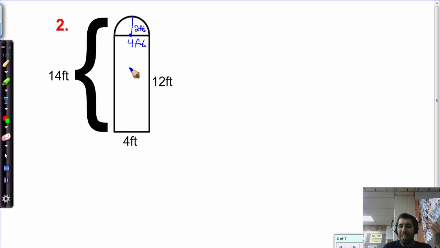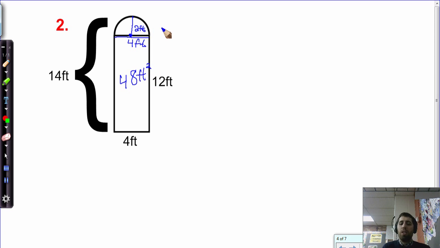So we have an irregular shape, so what we can do is find the area of this bottom rectangle first, and then find and add the area of the top section. So this bottom section, this rectangle, is just length times width. 12 times 4 would be 48 square feet.